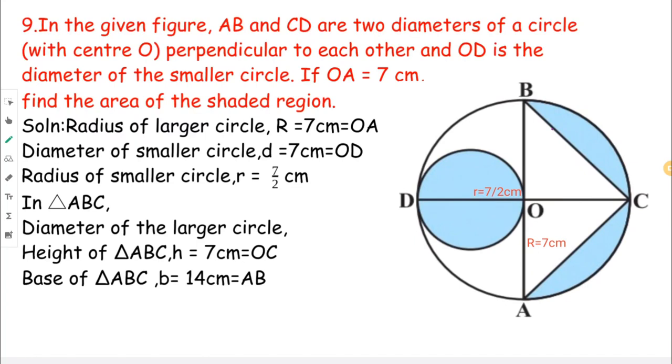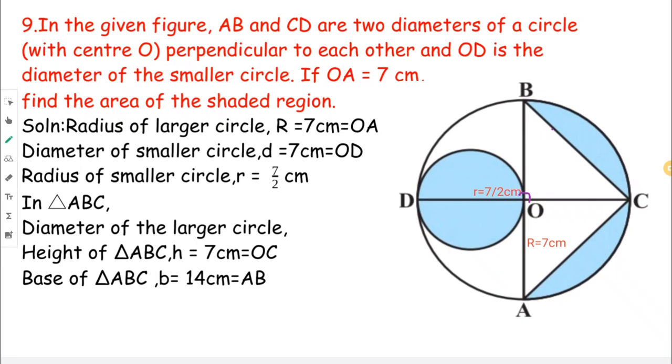Question number 9. In the given figure, AB and CD are two diameters of a circle. You can already see this and this are the diameters, right? They are saying perpendicular to each other, which means this is 90 degrees, 90 degrees, 90 degrees. All right, so let's continue.